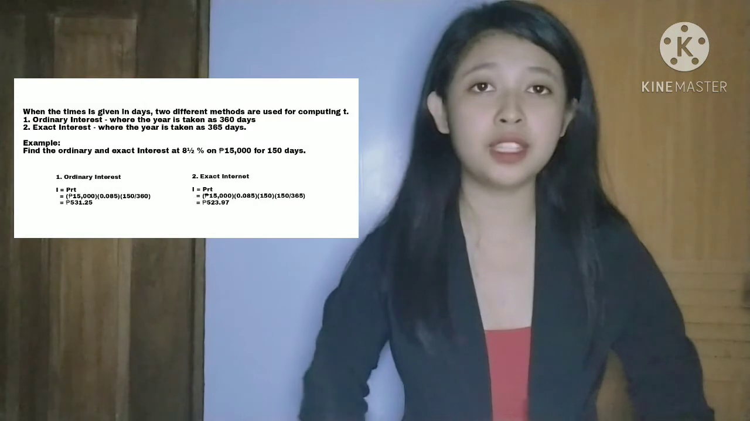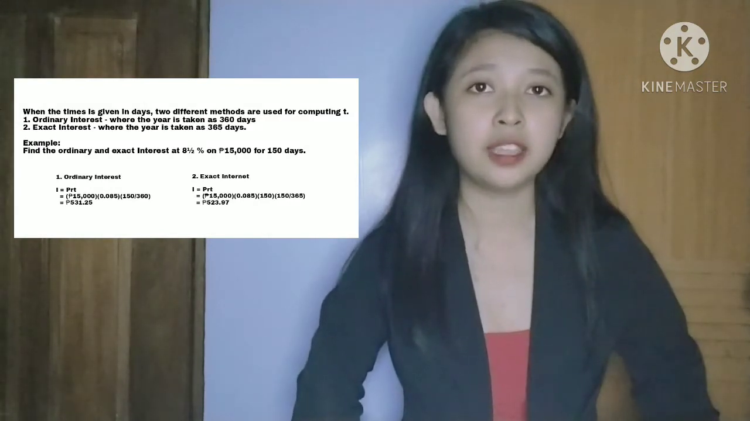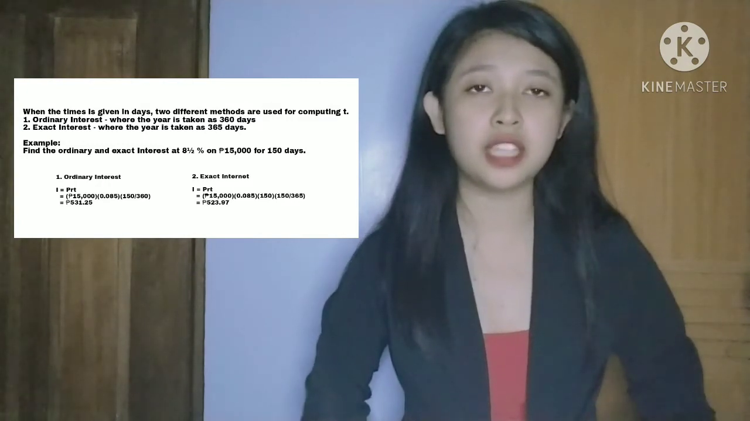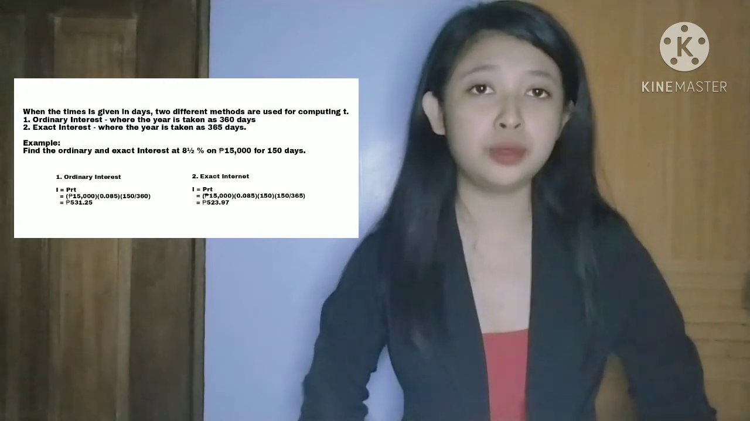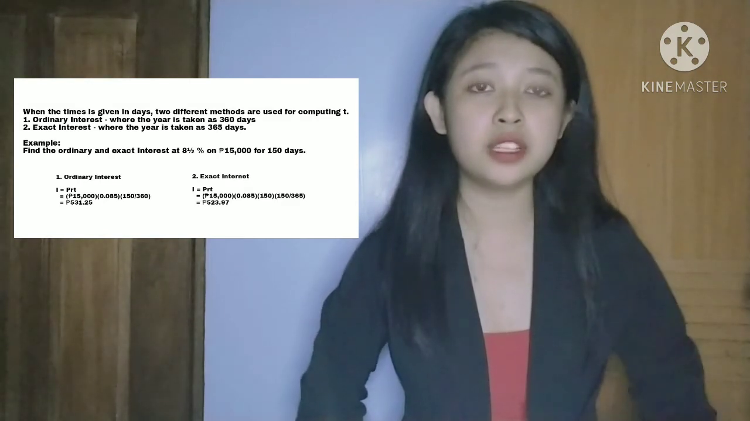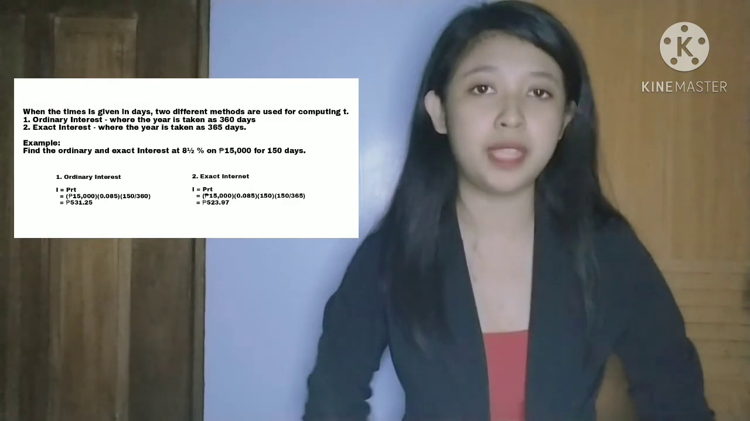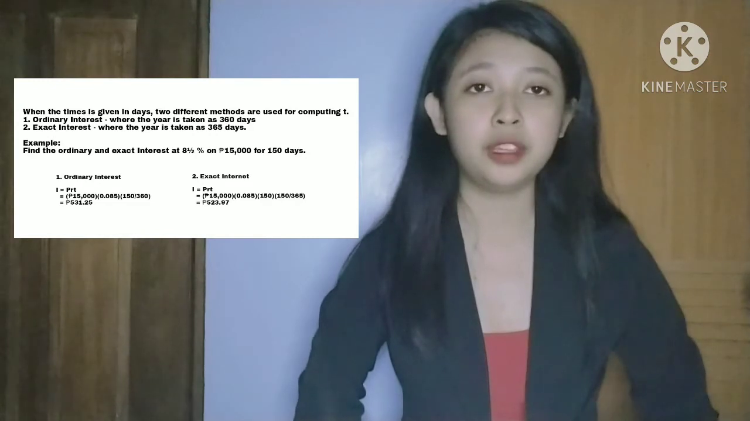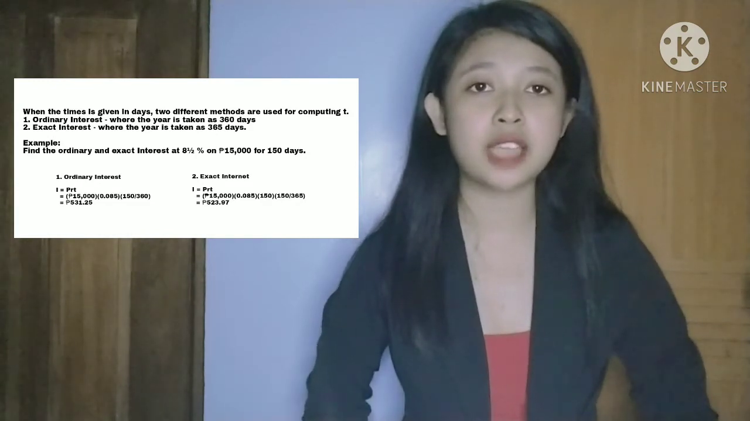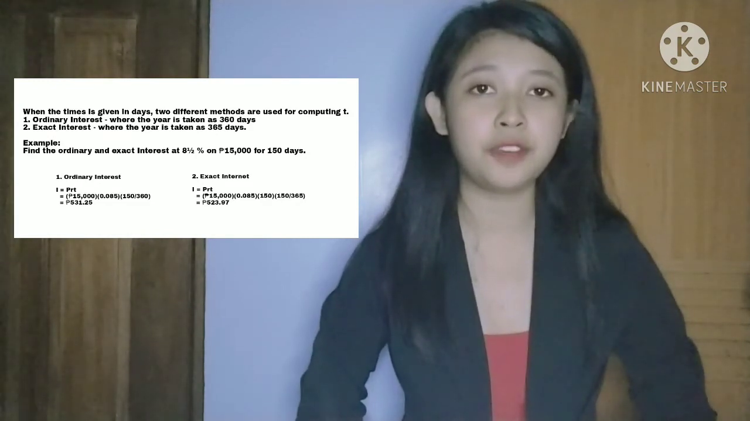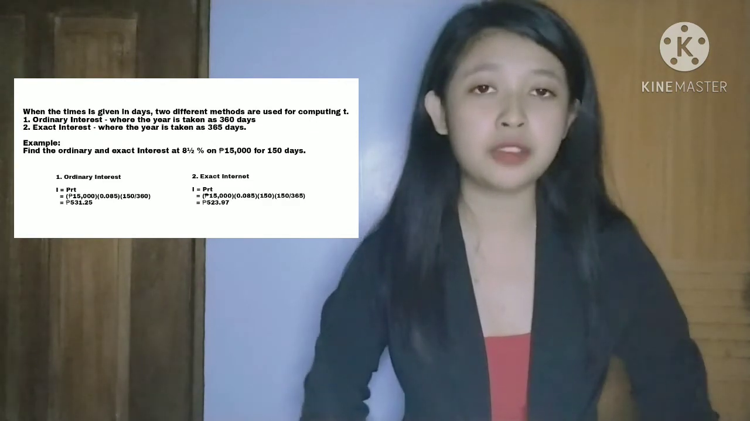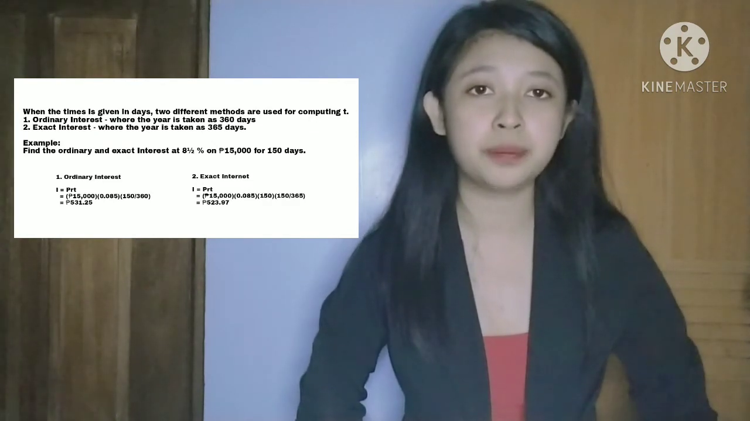When the time is given in days, two different methods are used for computing T. One is ordinary interest, where the year is taken as 360 days, and two is exact interest, where the year is taken as 365 days. For example, find the ordinary and exact interest at 8.5% on 15,000 pesos for 150 days.